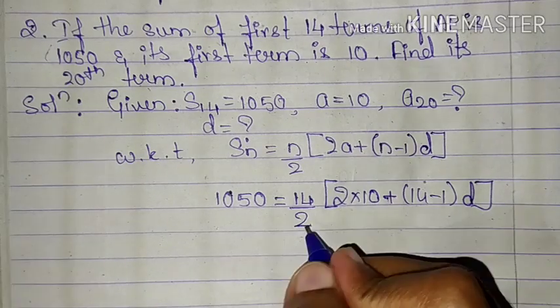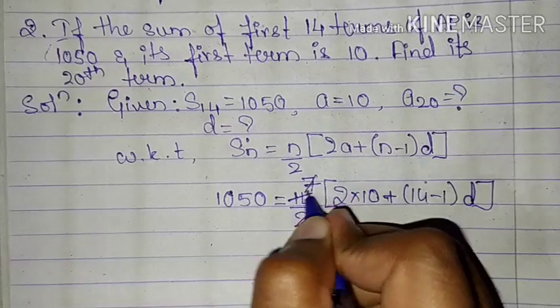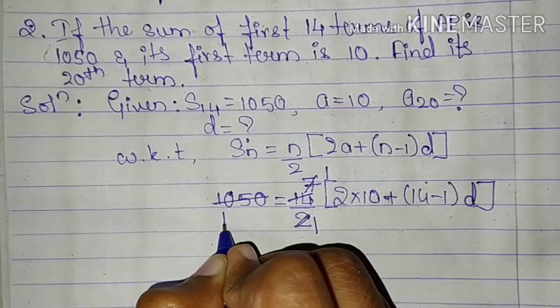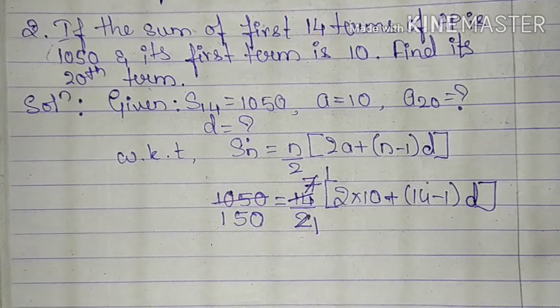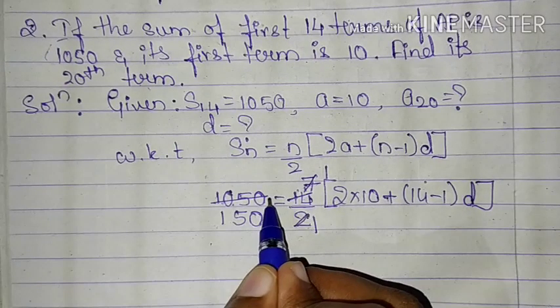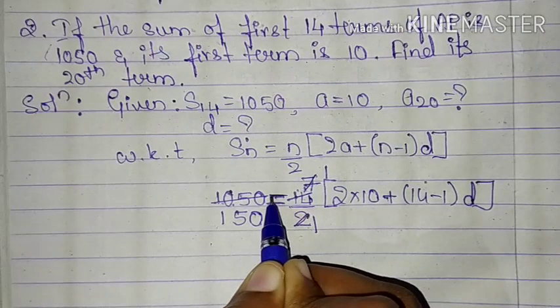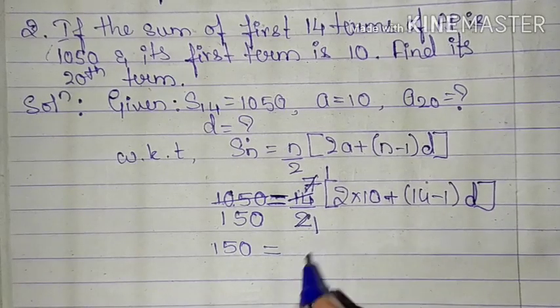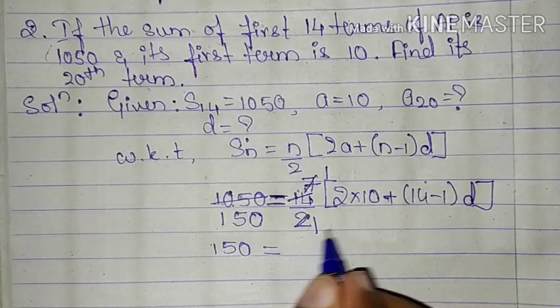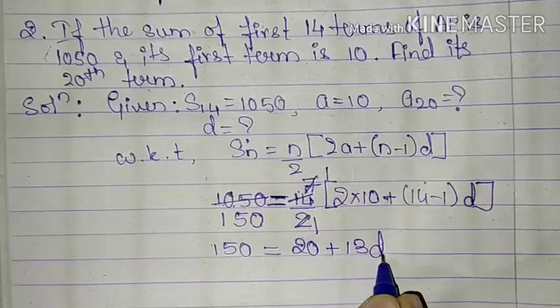2 sevens are 14, 7 ones are 7, 7 fives are 35, 0s are 0. You can perform the division to verify that. I divided it because both are on the same side of the equal to sign. Alright. So 150 is equal to 2 into 10, 20 plus 14 minus 1, 13d.